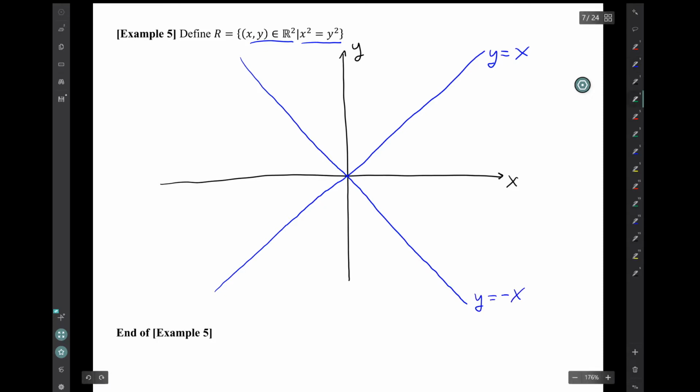So for instance, some points that are in this relation, 3 comma 3 is an ordered pair that's in this relation because 3 squared equals 3 squared. But 3 comma minus 3 is also in this relation because 3 squared equals minus 3 squared. Similarly, minus 3 comma minus 3 is in the relation, and minus 3, 3. And of course, the point 0, 0 is in the relation.